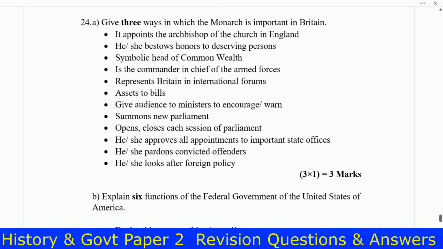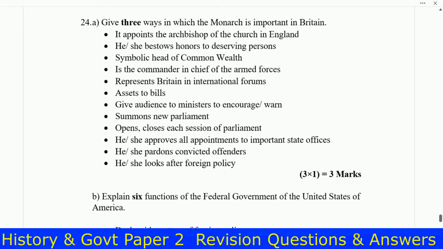Next, is the commander-in-chief of the armed forces. Next, represents Britain in international forums. Next, assents to bills. Next, gives audience to the prime minister to encourage them. Next, summons a new parliament. Next, opens and closes each session of parliament. Next, he or she approves all appointments to important state offices. Next, he or she pardons convicted offenders. Next, he or she looks after foreign policy.